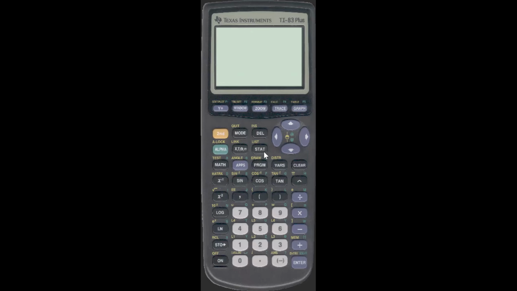We're going to quit out of this. Second, quit. Second gets you to the yellow part of it, so it gets rid of everything. Basically, it's like going back to your home screen, and then you go to stat, calc, and then LinReg. On yours, you may have a screen that comes up for list 1, list 2, and you just hit paste and enter.